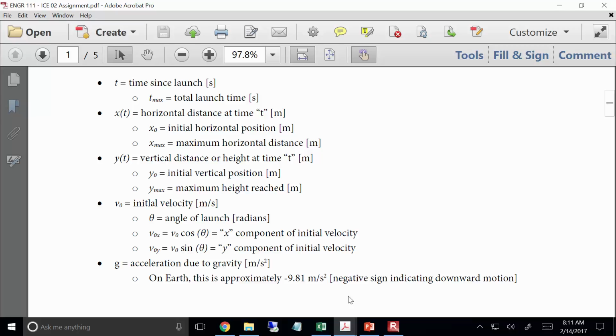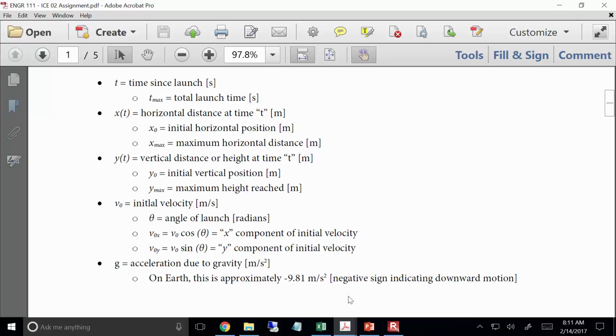So t is time. It's the time since launch. In other words, as soon as I take this marker and throw it, as soon as my hand lets go of the marker, that's time at 0 seconds. Imagine you've got a stopwatch, and as soon as I let it go, you hit go, and that's time going through the air. Now t sub max is the total launch time. That's how long it takes from leaving my hand to when it hits the ground.